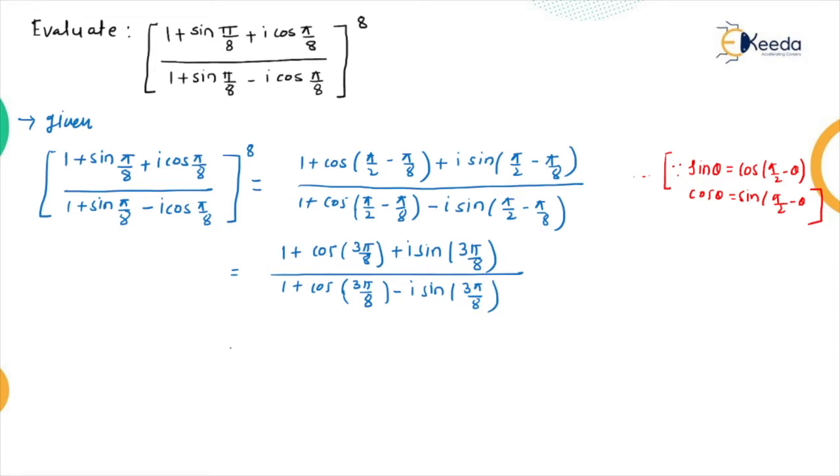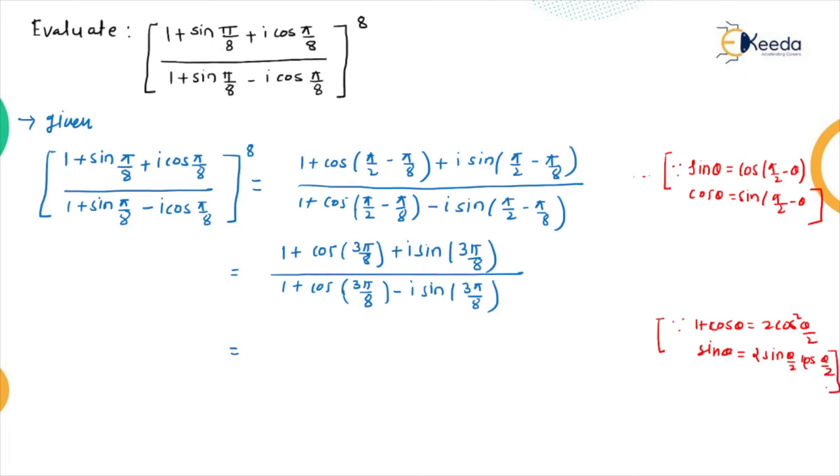Therefore we use the formula for 1 plus cos θ. For 1 plus cos θ, I am writing 2 cos² (θ/2). So the formula is 1 + cos θ = 2 cos²(θ/2), which is called the half angle formula. Also you know that sin θ can be written as 2 sin(θ/2) cos(θ/2).